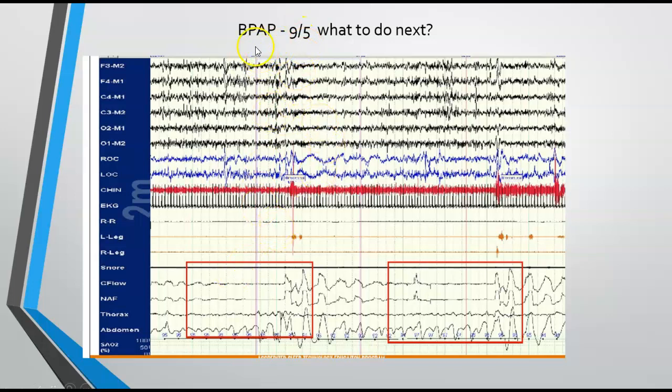What you can do is increase to 9/5. You waited for some minutes, and you continuously see the same obstructive events. What will you do next? You wait for the same thing, at least 5 minutes, and increase the IPAP and EPAP together because you are seeing the obstructive events. So now you were at 9/5. Now you will go to 10/6.